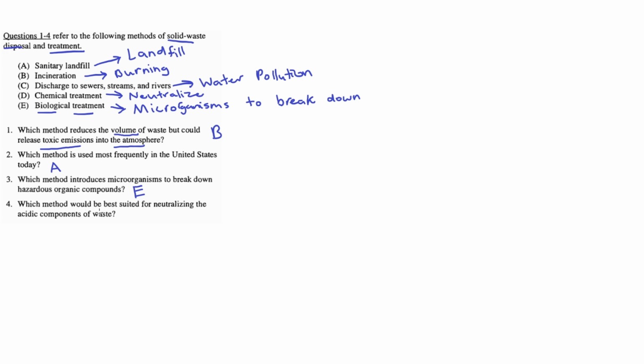4. Which method would be best suited for neutralizing the acidic components of waste? So this clearly maps to option choice D because chemical treatment neutralizes these components, and therefore question 4 maps to D. So looking at this, the answers would be B, A, E, and D.